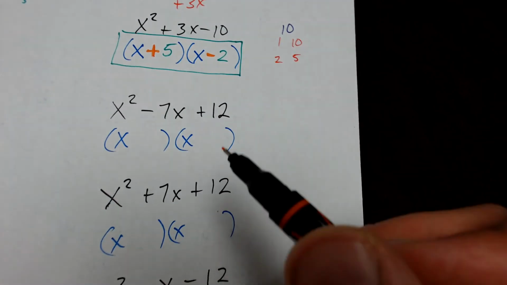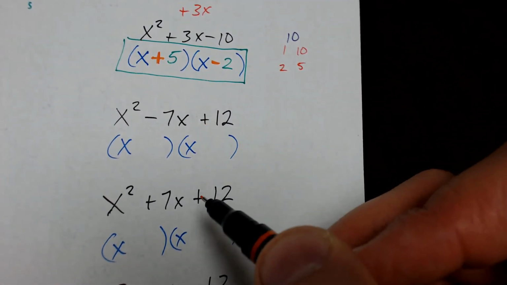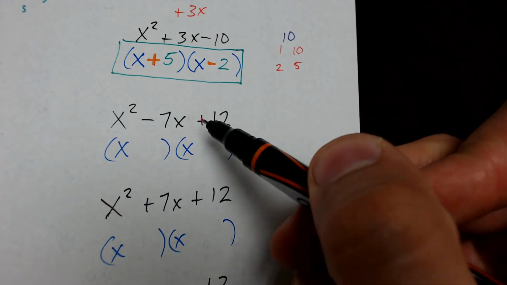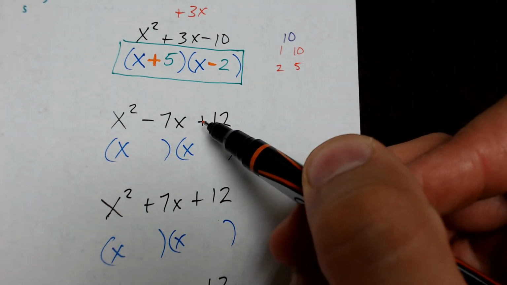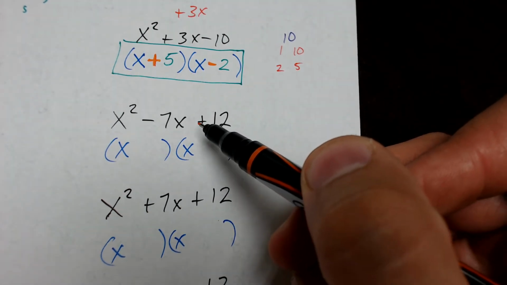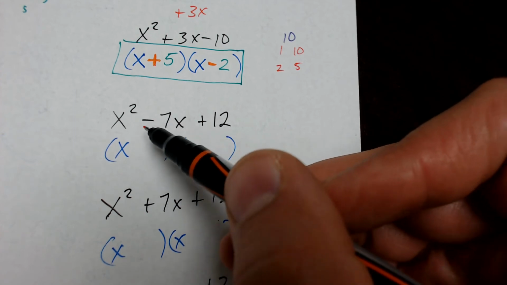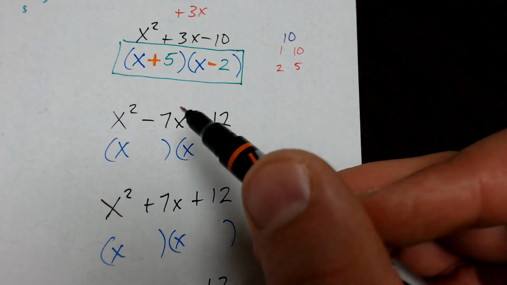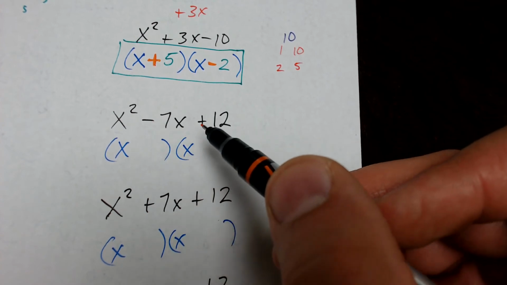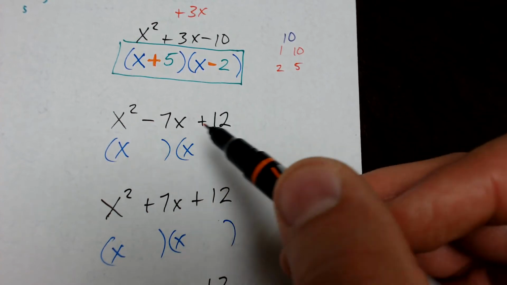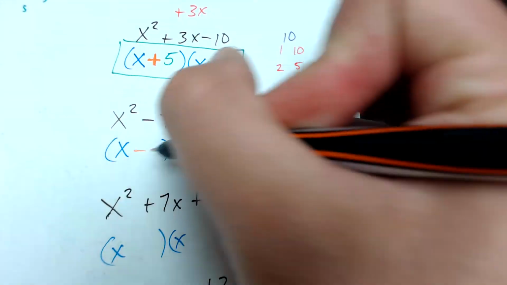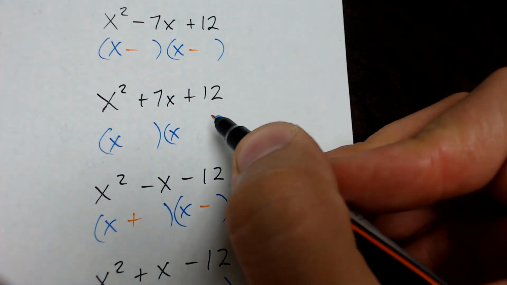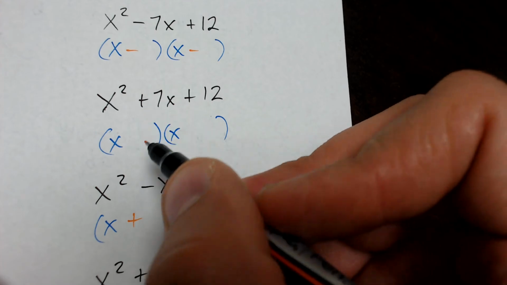Now let's go back up here where the signs are positive. If the last sign is positive, we know that both the signs will be the same, but we don't know if they're positive or negative. What tells us that is the middle sign. So positive means same, middle means negative. Same, negative. So negative, negative. This one, positive, same, middle sign, positive, positive, positive.